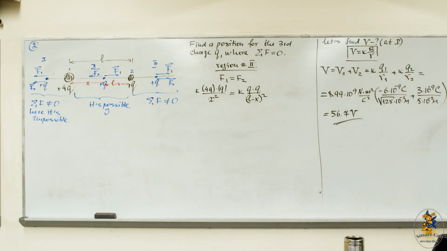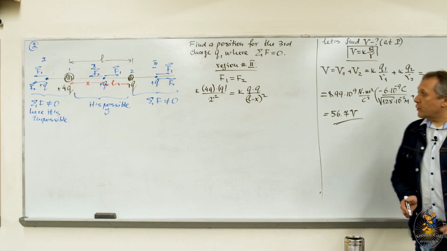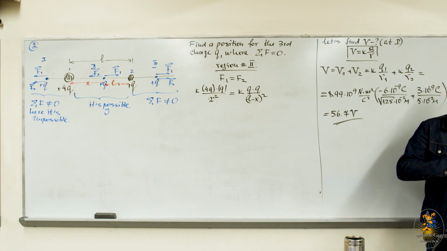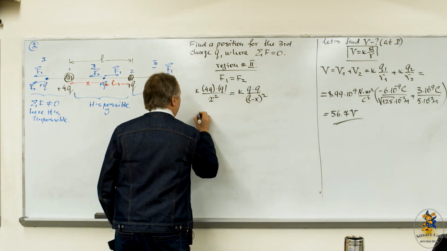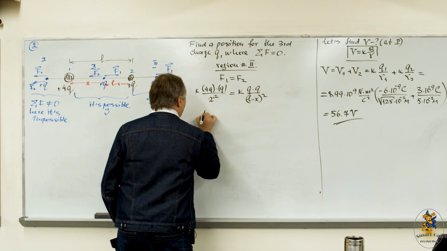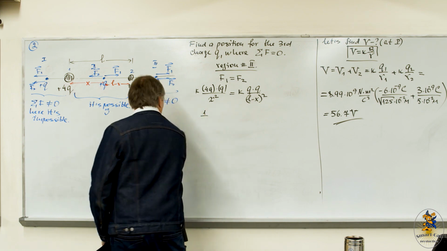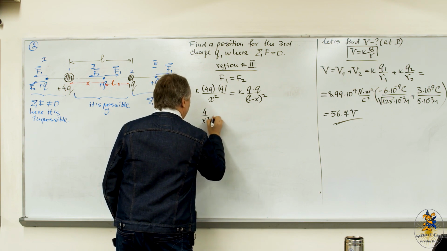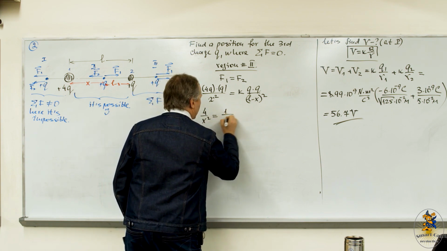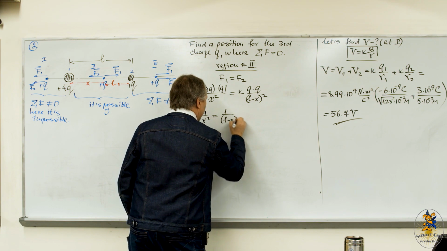Simple equation with one unknown. Let's just solve it. It's not rocket science. Of course, K can be cancelled. Q squared also will be cancelled. So as a result, we will have 1. OK, not 1, it's 4 divided by x squared equals 1 over L minus x squared.